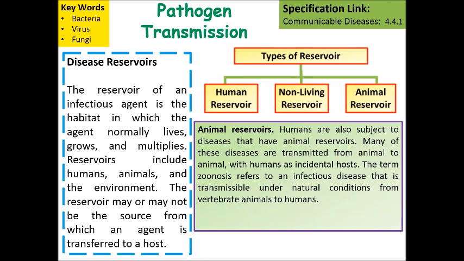Humans are also susceptible to diseases that have animal reservoirs. Many of these diseases are transmitted from animal to animal and then from animal to humans, who are called incidental hosts, because we are not the preferred host for that particular disease.